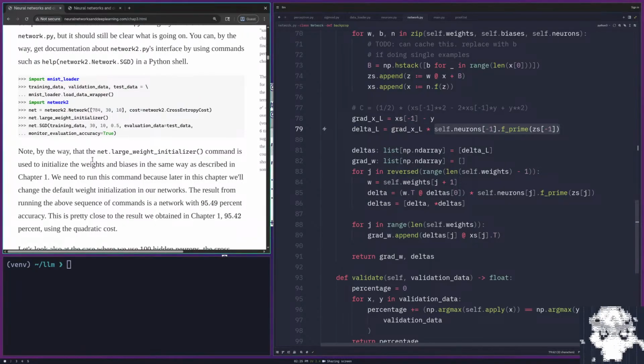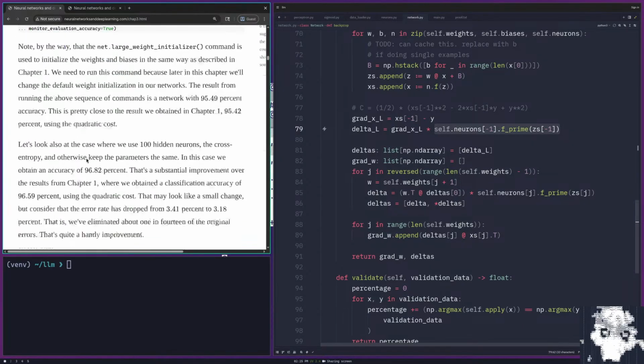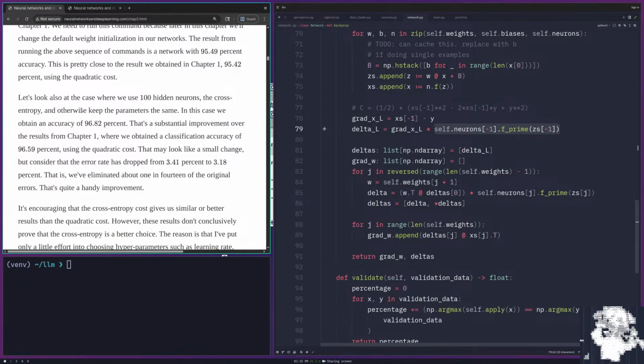Interesting. Let's look at the case. Let's also look at the case where we use 100 hidden neurons, the cross entropy, and otherwise keep the parameters the same. In this case, we obtain an accuracy of 96.82%.